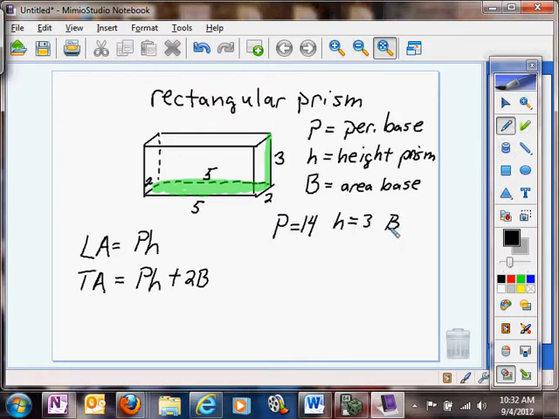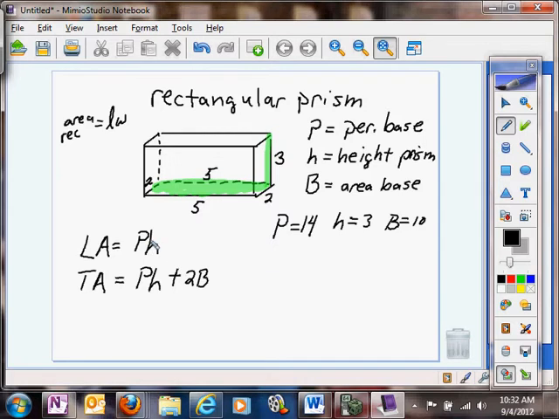Now for big B. Big B is the area of the base, so I need to find the area of the shape that my base is. My base is a rectangle. The formula for the area of a rectangle is length times width. So that's going to be 5 times 2, which is 10. So the area of my base is 10.